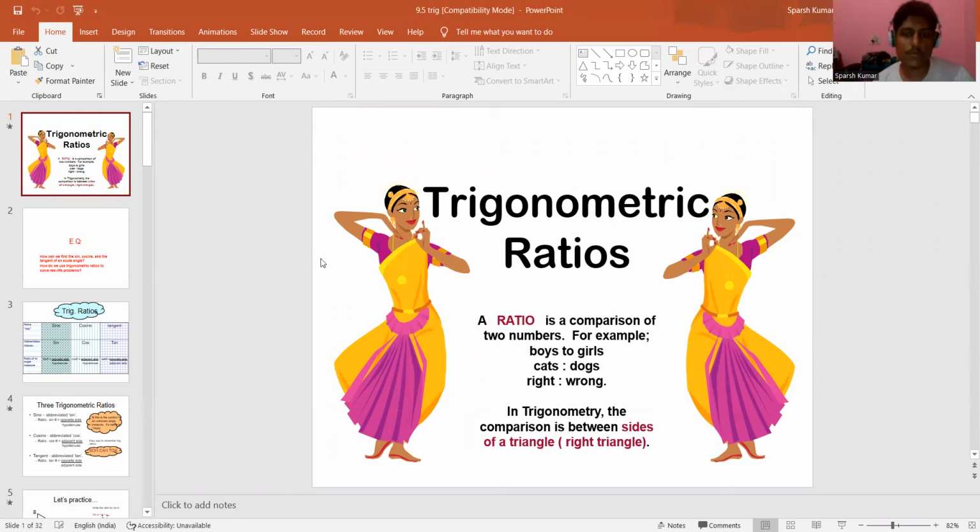Good evening. Today I am going to present the topic of trigonometric ratios. In this topic we will calculate the ratios of sides in a right angle triangle. Suppose, for example, you want to calculate the ratio of boys to girls, or cat to duck. Similarly, in a triangle also we will calculate the ratios.